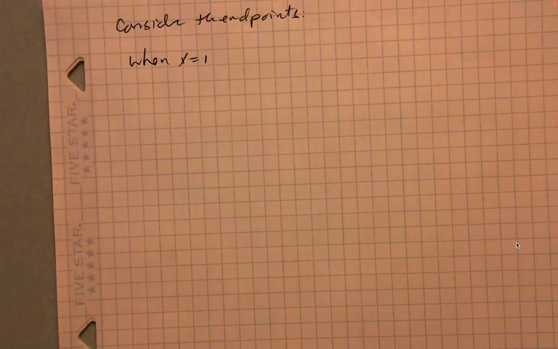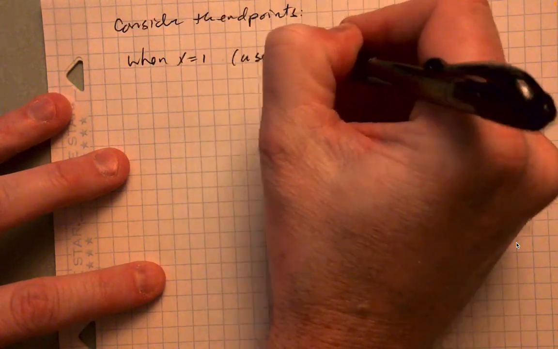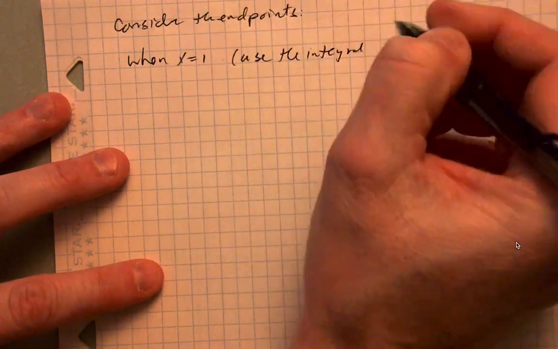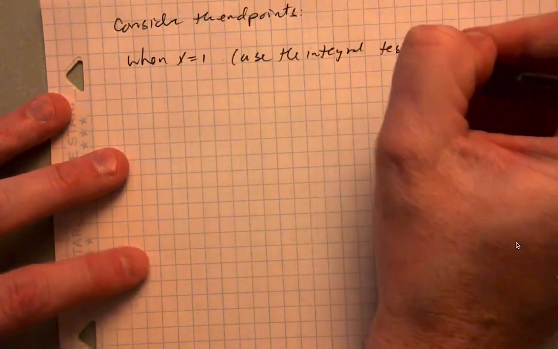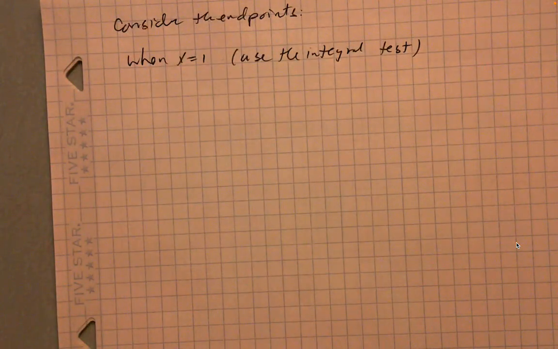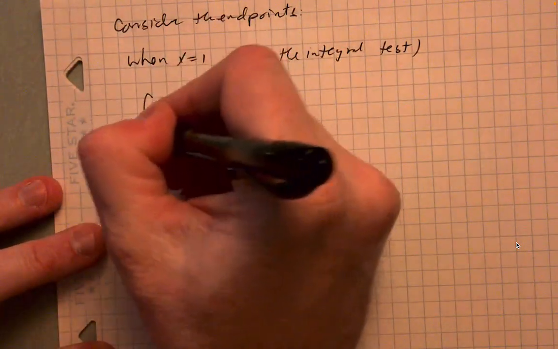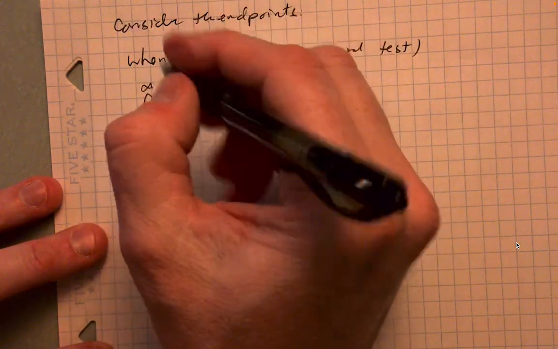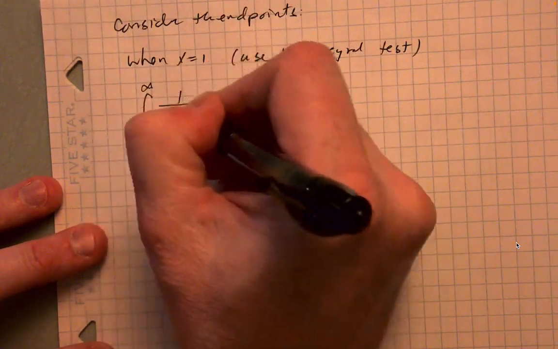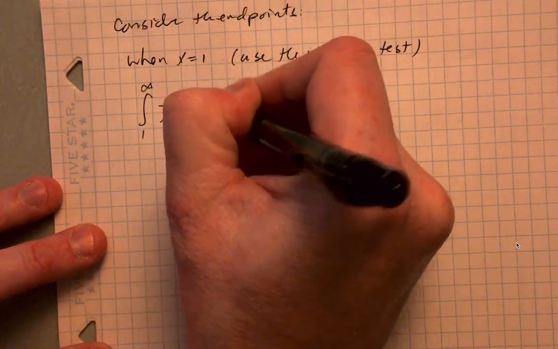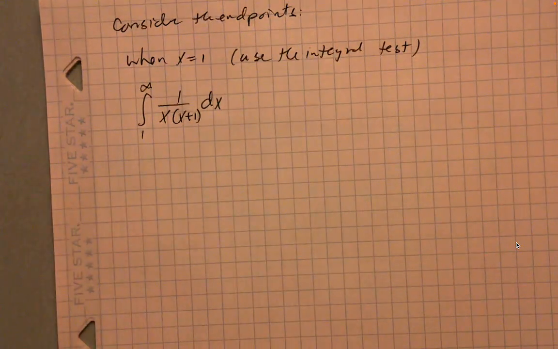What can we do? Well, there's a number of things you could do. One way to do it, the way I kind of like to do it, is to just pull out the integral test in this case, right? We can use the integral test. There are other ways you could approach this as well. This is a nice recap of the integral test, though. So what we need to check is that the integral from 1 to infinity of 1 over x times x plus 1 converges, that it is less than infinity.